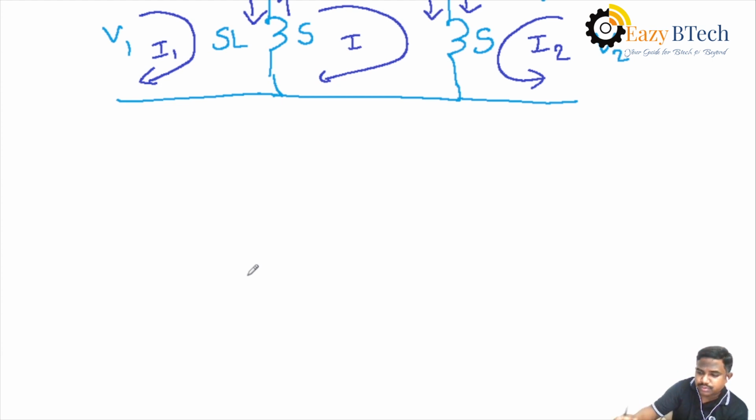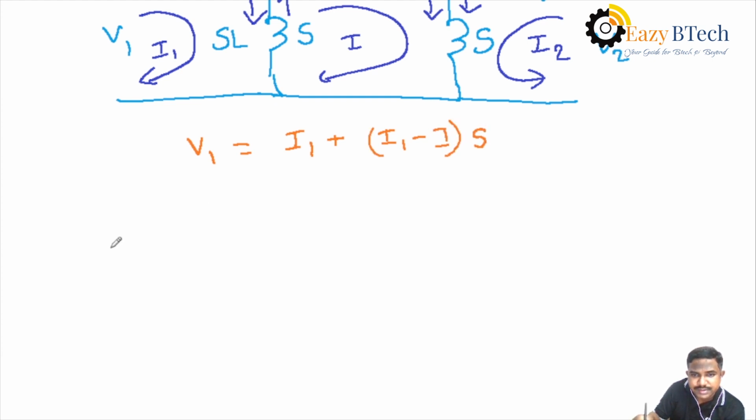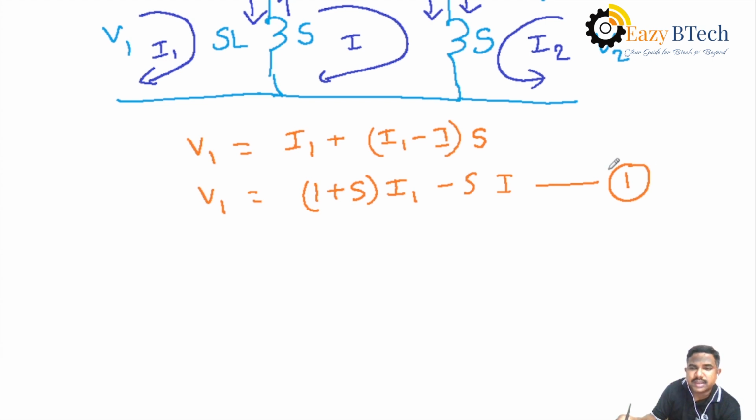Then apply KVL to the first loop. For the source, I1 is passing from minus to plus, high potential. That's why V1 equals 1 into I1 plus (I1 minus I) into S. Then we have to simplify the equation: I1 plus S into I1, so I1 will be common. That is (1 plus S) into I1 minus S into I. This is considered equation 1.